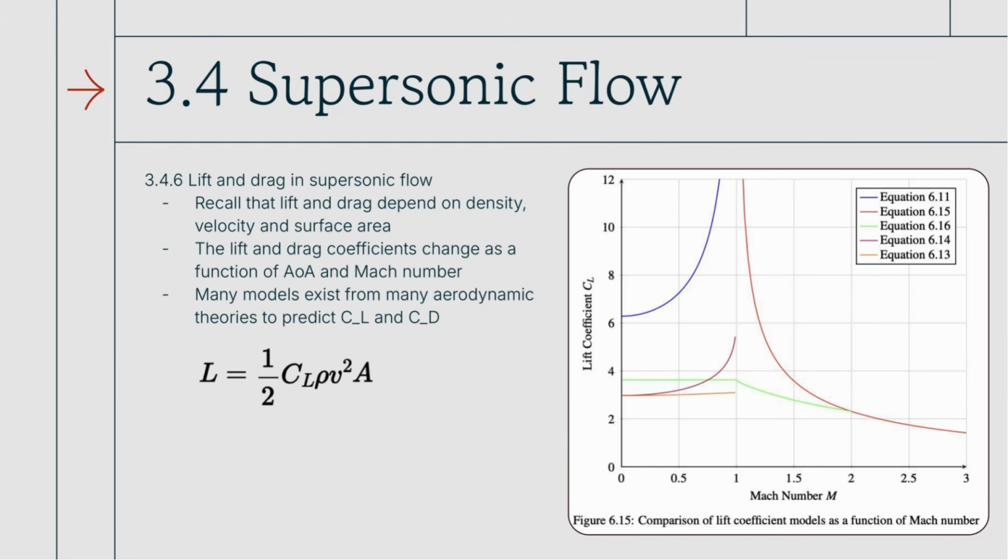All right, and then last little bit on supersonic flow, lift and drag in supersonic flow. Remember how I said that the lift equation and the drag equation are dependent on that 1/2 rho v squared, which is your dynamic pressure, and then they're dependent on your area, which is, in theory, not changing between subsonic and supersonic flow. But then your coefficient of lift is changing, and it can change pretty drastically.